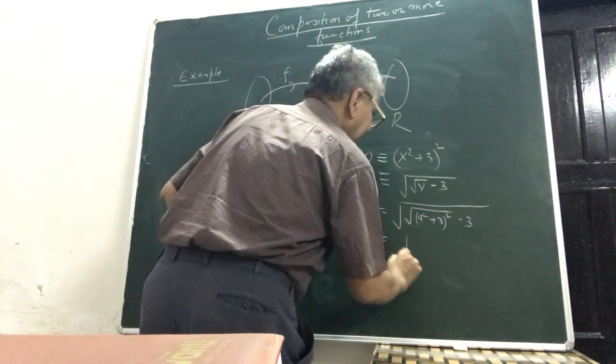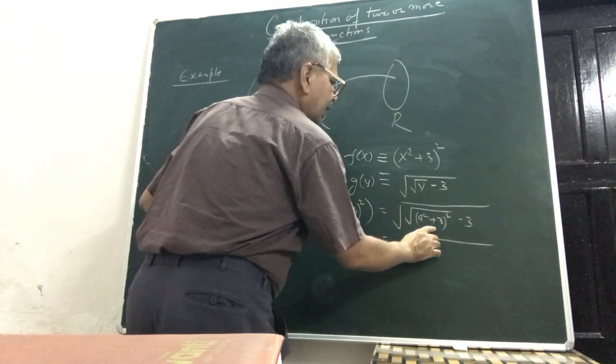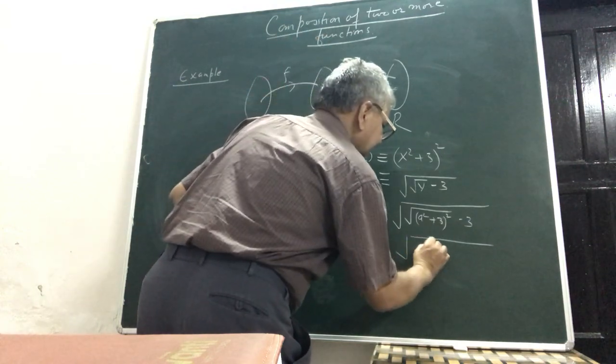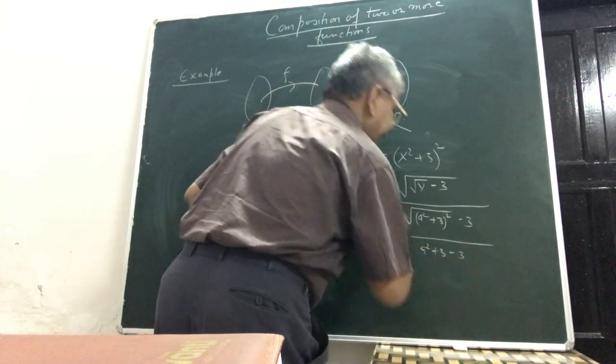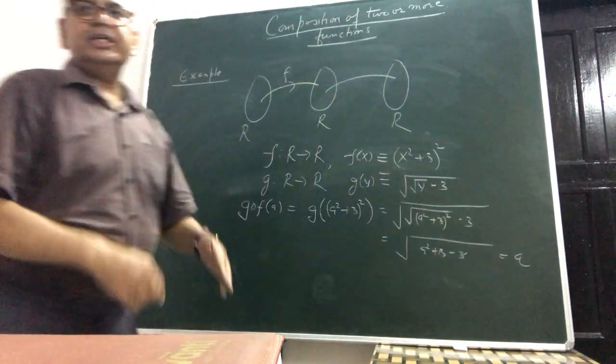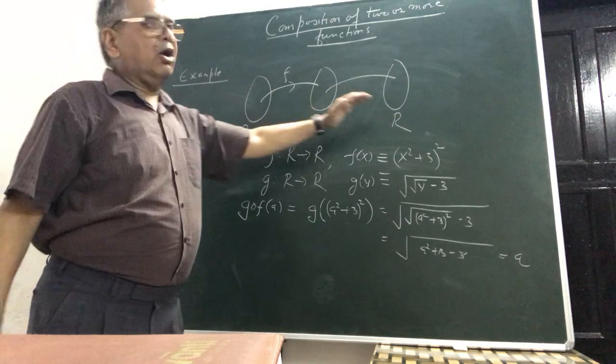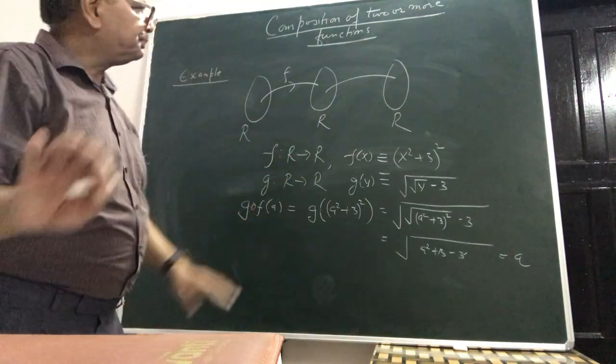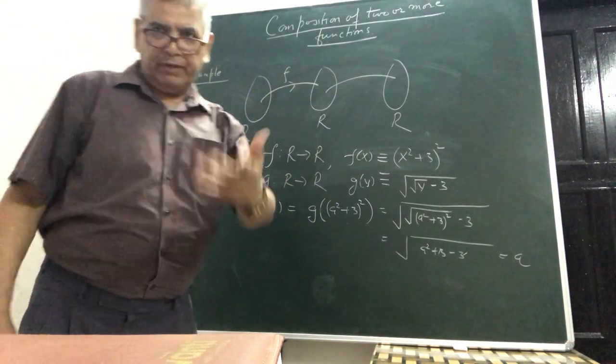So what will it give me? Under root of (a square plus 3) whole square minus 3, which is nothing but a square plus 3 minus 3. The 3 cancels, and under root a square, so it is a. So this is how you would be obtaining the images under the GOF function.